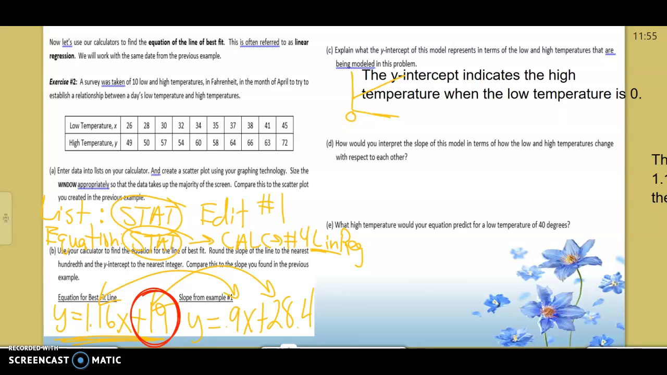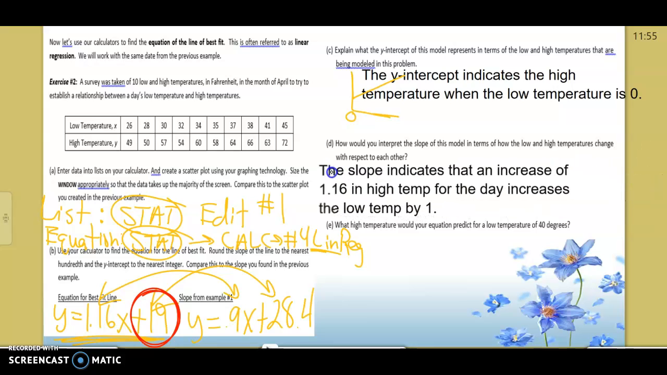What is the relationship between the rise and the run? So, think of this as the slope indicating an increase of 1.16, a rise of 1.16 in high temperature for every 1 degree in low temperature. So we can write this as 1.16 over 1, a rise over a run.